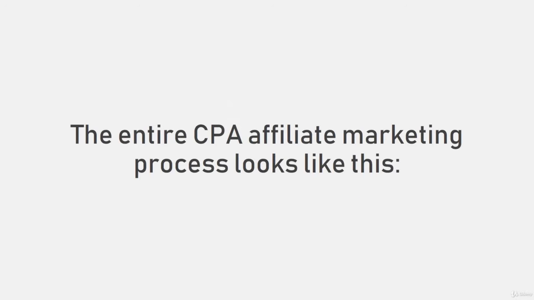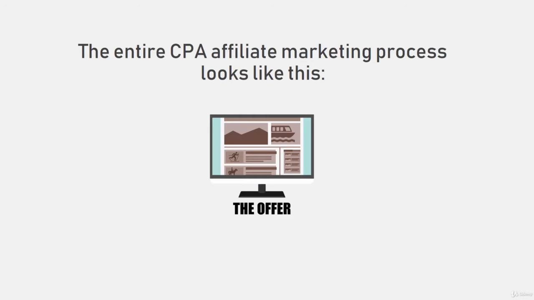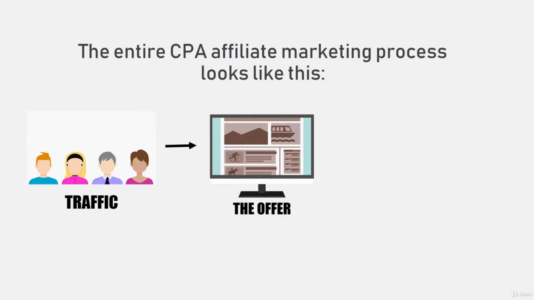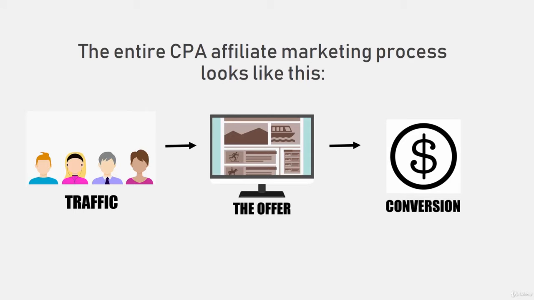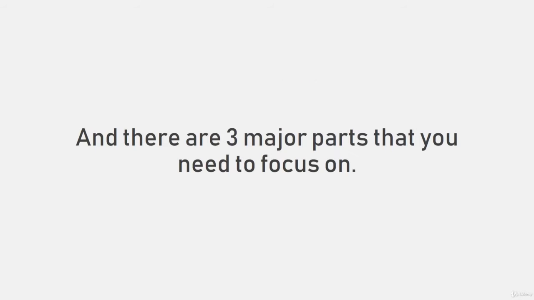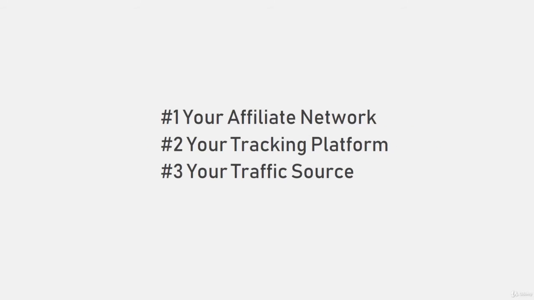So the entire CPA affiliate marketing process looks like this. You choose an offer to promote. You send traffic to that offer. You get conversions on your offer. You optimize your campaign for better traffic, and then you send more traffic to your offer and hopefully make a profit. And there are three major parts that you need to focus on: your affiliate network, your tracking platform, and your traffic source. Let's examine this in more detail.